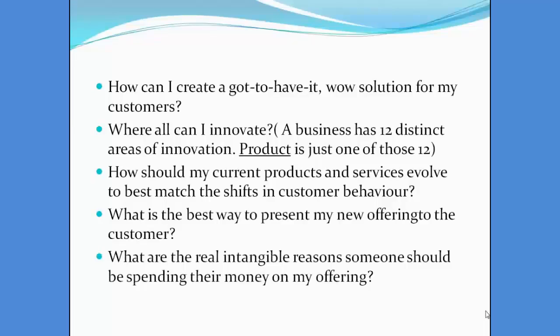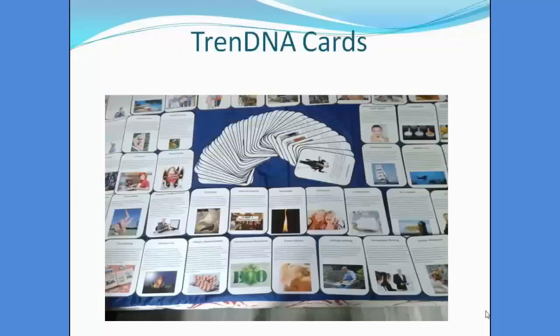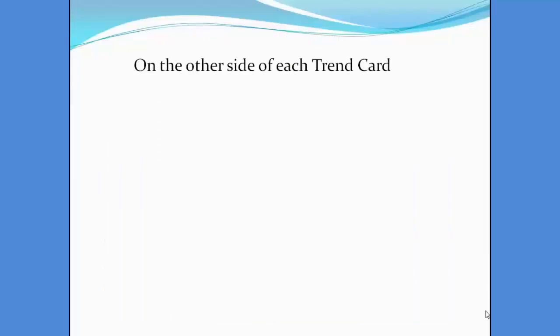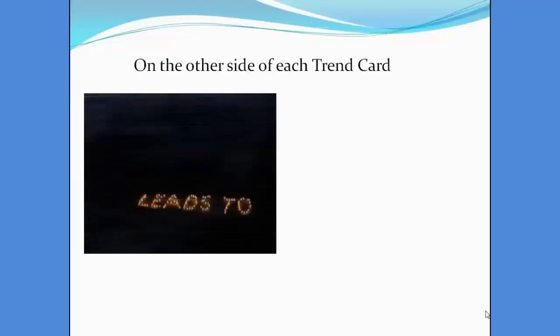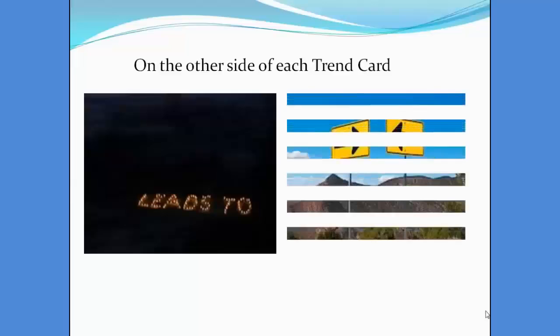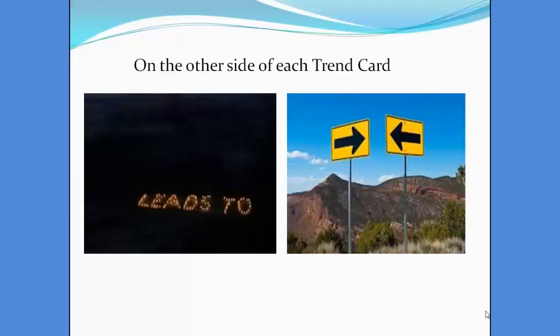The system uses TrendDNA cards, which are a set of 158 cards, each describing a compelling trend of the consumer, society, and the market. On the front face of each card, one trend is noted. On the other side of the card, however, you will find two groups of notings. One, what other trend does this particular trend lead to? That is the positive correlation. And two, what other trend does this particular trend contradict? That is the negative correlation.